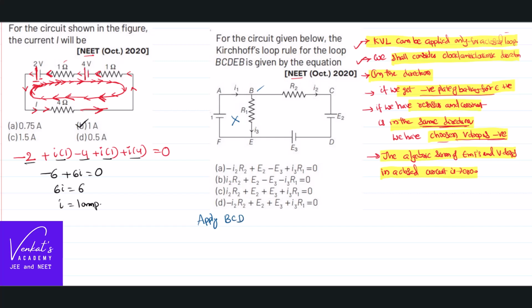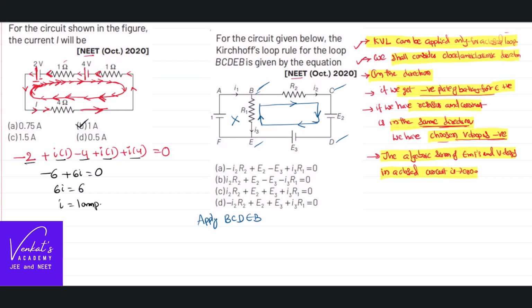B, C, D, E, B. This is the loop B, C, D, E, B. So, first thing you have to check is it a closed loop or not? It is definitely closed loop. Consider a direction. You can choose any direction. I am just choosing clockwise. There is no rule I shall choose clockwise, but I am just choosing like that.